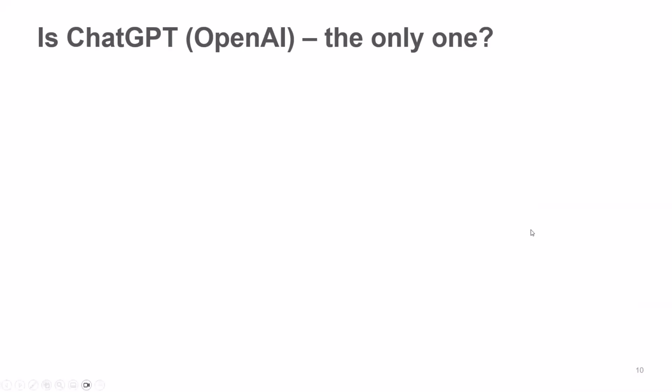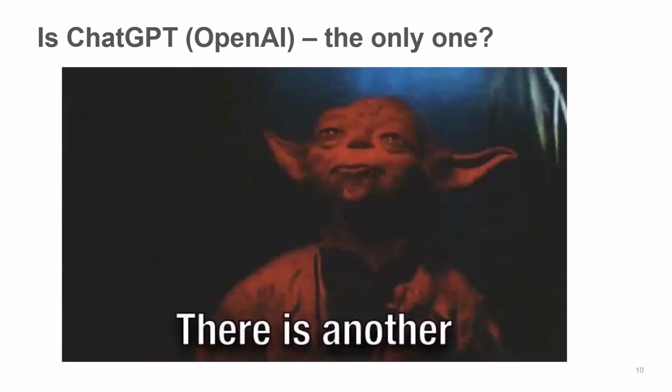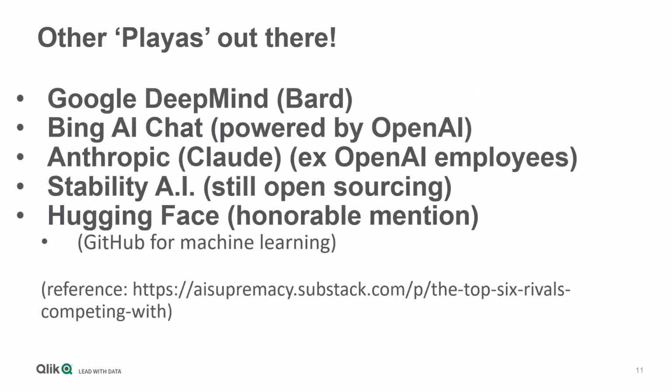Is ChatGPT and OpenAI the only player at this time? No, there is another, right? You have Google DeepMind or Bard, Bing AI Chat powered by OpenAI, Qlik Cloud, which was created by ex-OpenAI employees. Stability AI is still open sourcing things that were originally open sourced by OpenAI and then were closed down to be more closed source, but Stability AI is still open sourcing this.